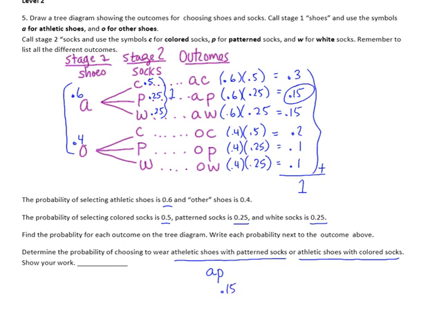The probability for athletic with colored socks is AC, and AC had a probability of 0.3. The probability that you choose one of them or the other is the sum of those individual probabilities. And so we add 0.3 to 0.15 to get our answer, which is 0.45.